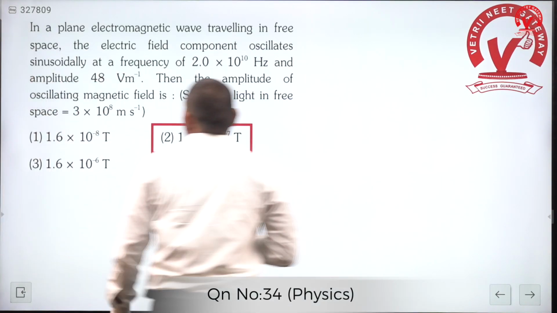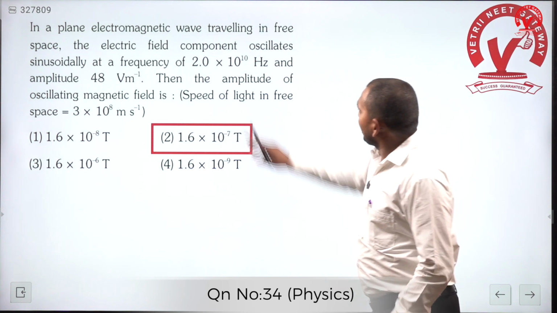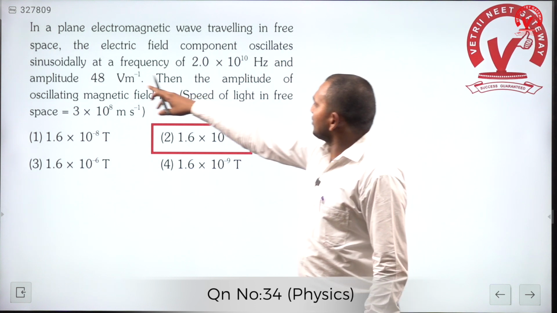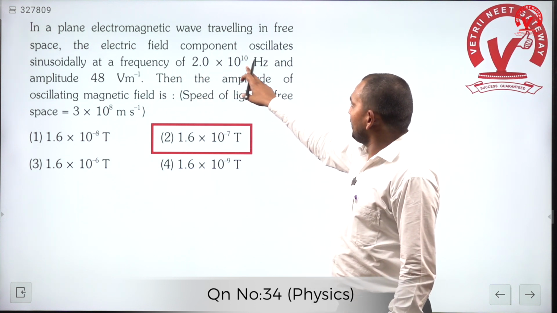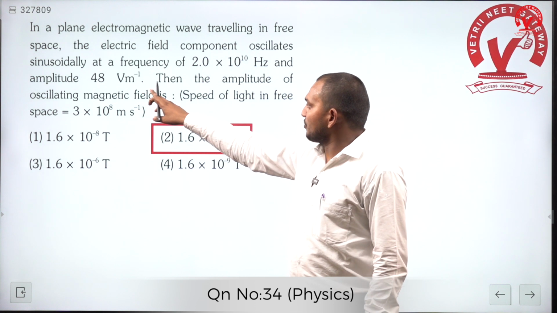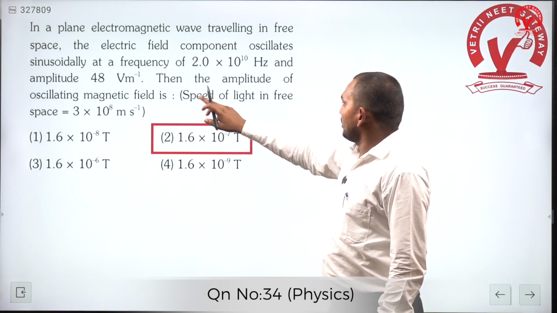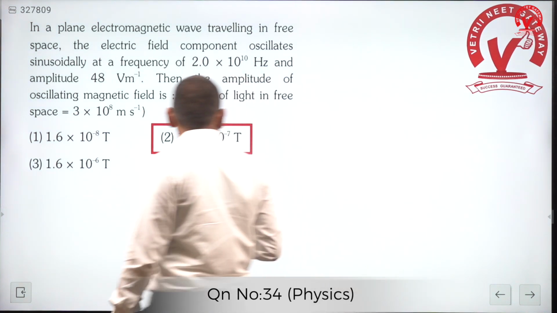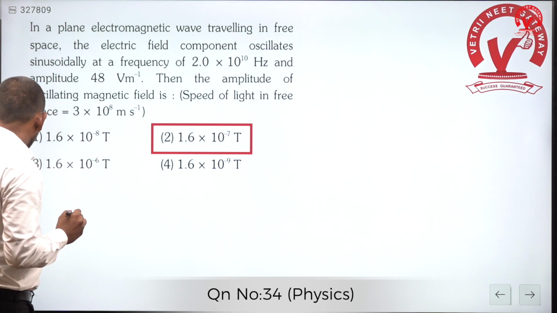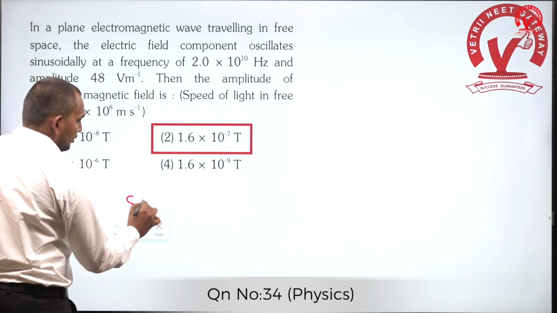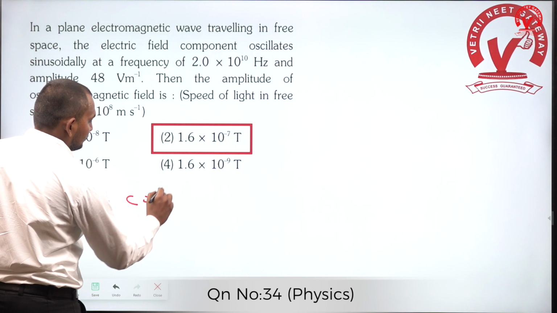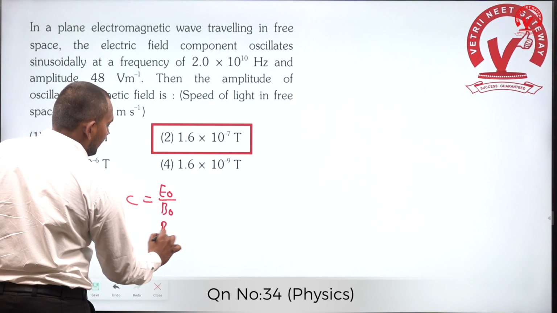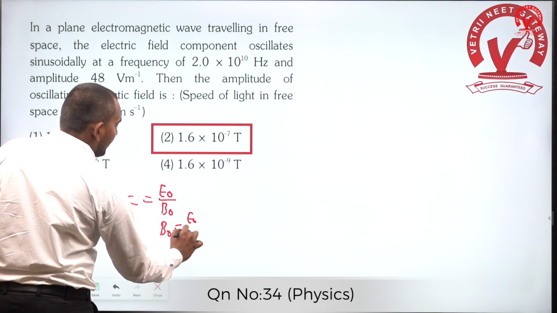Next, in a plane electromagnetic wave traveling in free space, the electric field oscillates with frequency they gave as 2 into 10 power 10 hertz, and the amplitude is 48 volt per meter. Then the amplitude of the oscillating magnetic field, they gave the speed of light also, and we know C is equal to E naught by B naught. They are asking to find out B naught, then E naught by C.